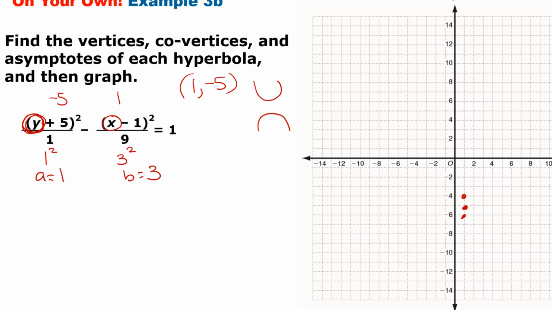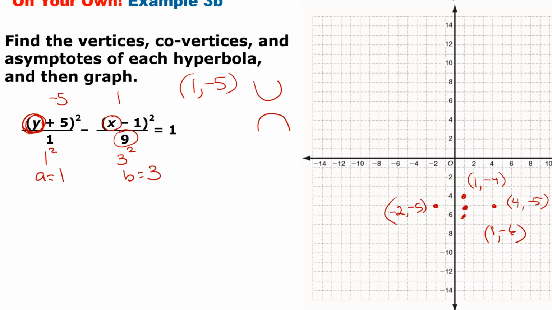And so that tells me that my vertices are (1, -6) and (1, -4). All right. Now for my covertices, I'm going to be at 3. I've got to go over 3 on either side. 1, 2, 3. And 1, 2, 3. So my covertices are going to be (4, -5) and (-2, -5).